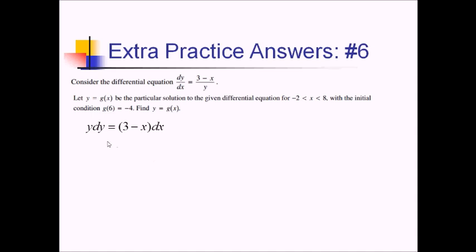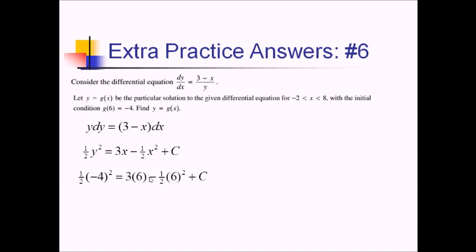Now it's time for some antiderivatives. On the left, we've got 1/2 y squared. On the right, this is going to be 3x minus 1/2 x squared plus c. And now I'm going to plug in my initial condition to figure out the c value. So on the left, I have 1/2 times -4 squared. On the right side, I've got 3 times 6 minus 1/2 times 6 squared plus c.